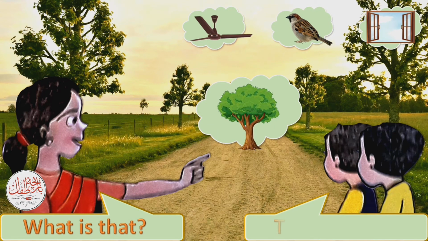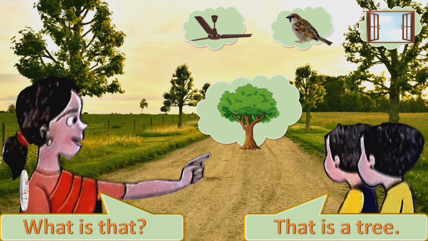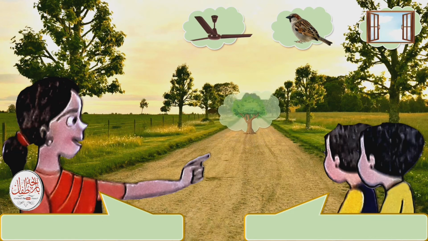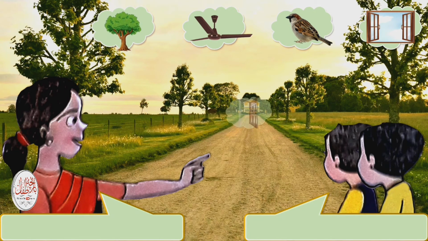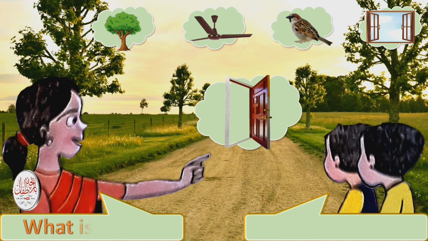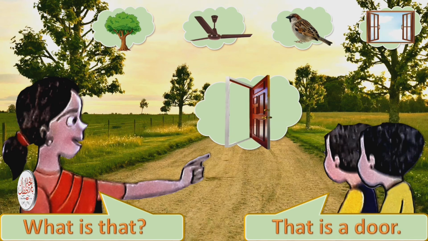What is that? That is a tree. Nice. That is a tree. What is that? That is a door. Nice. That is a door.